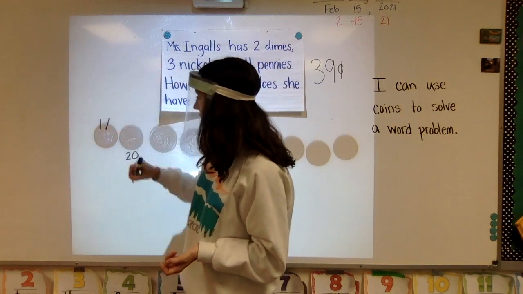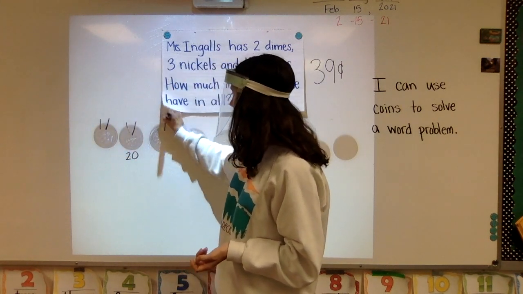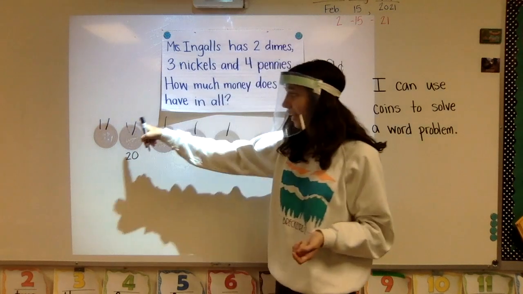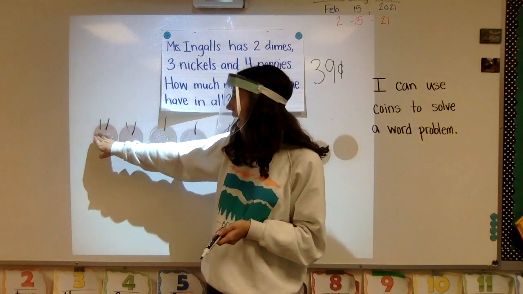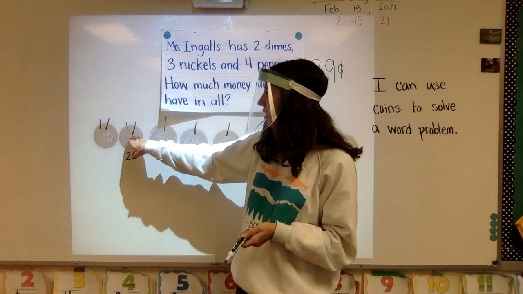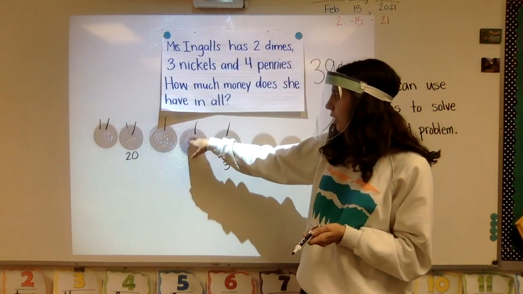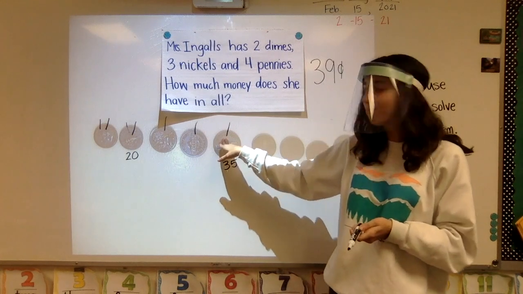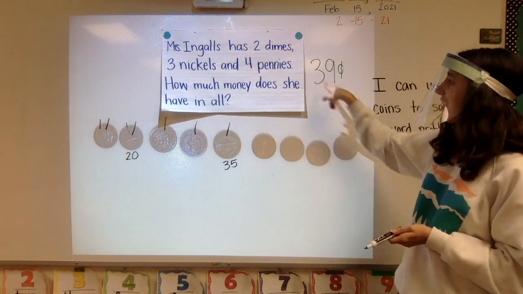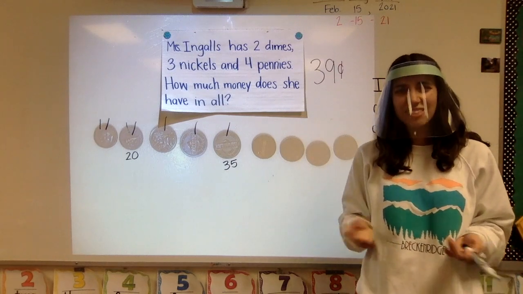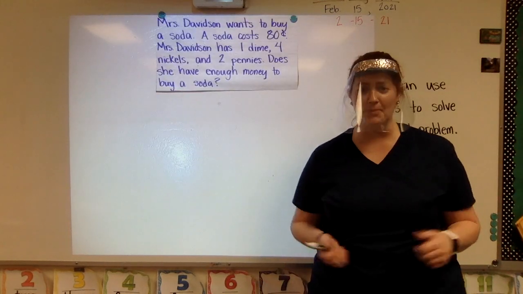And if you want to use our strategy of the tick marks, I know that my dimes get 2 tick marks and my nickel just gets 1 tick mark. And then I can count by 5s and then by 1s. So we have 5, 10, 15, 20, 25, 30, 35, 36, 37, 38, 39. And I got the same amount. Okay, I'm going to practice another problem.